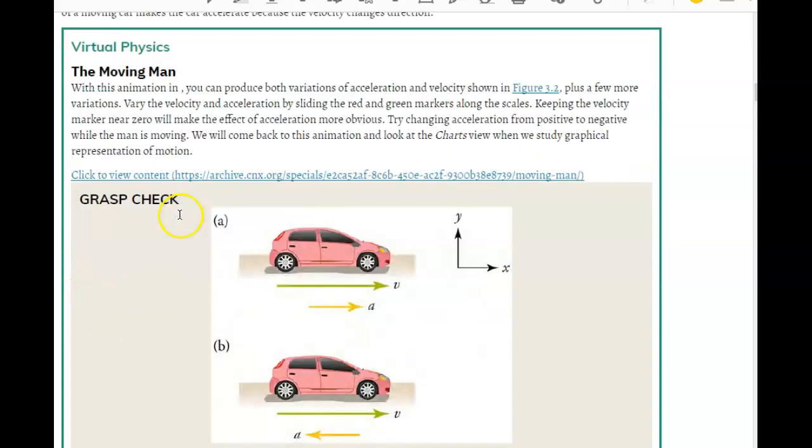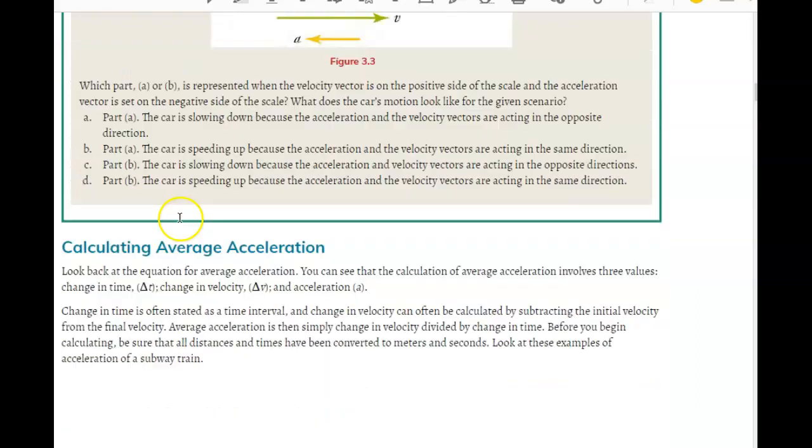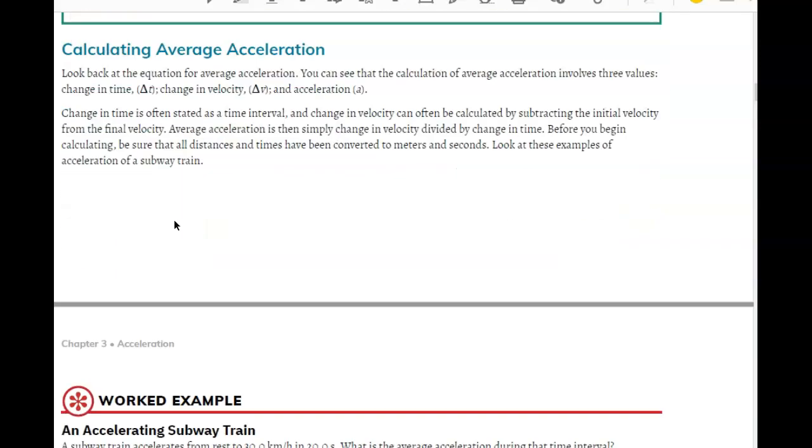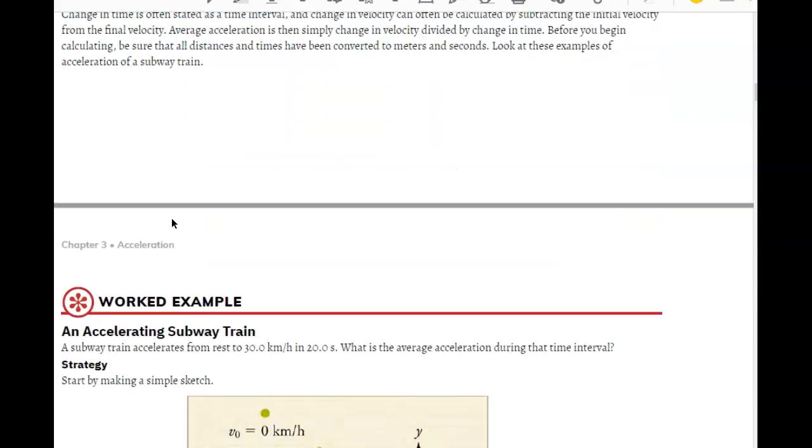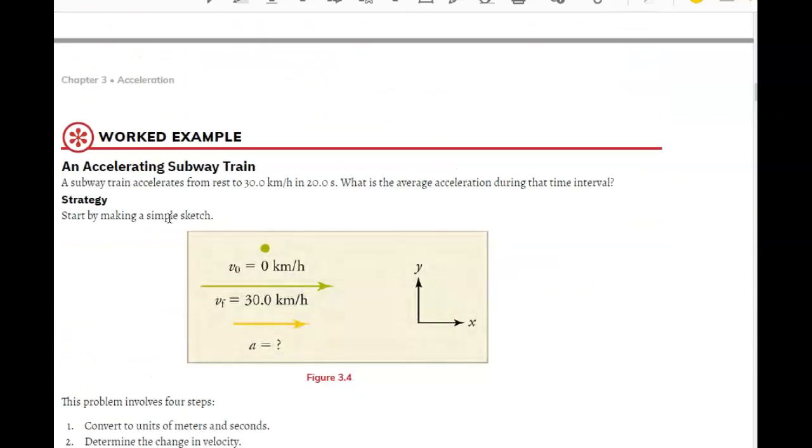So I'm going to talk a little bit about the moving man because that's part of our exercise later. What I want to do is get into the actual equations. Okay, so here's an example. It says a subway train accelerates from rest, that means 0, to 30 kilometers per hour in 20 seconds. Oh, I love how they put kilometers per hour. So we want to find out what the average acceleration is.